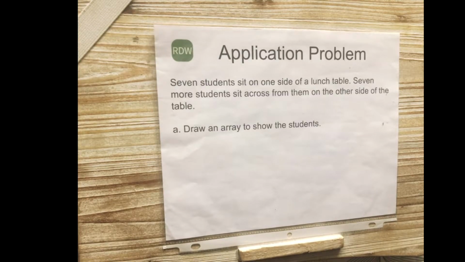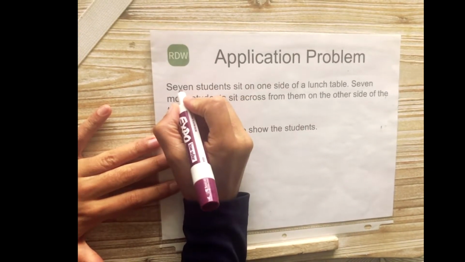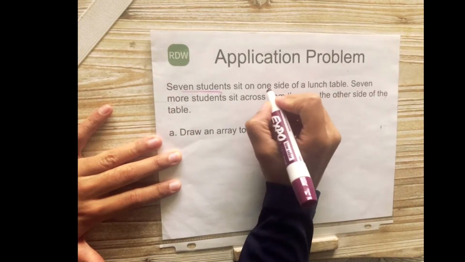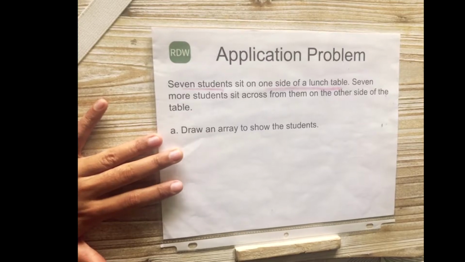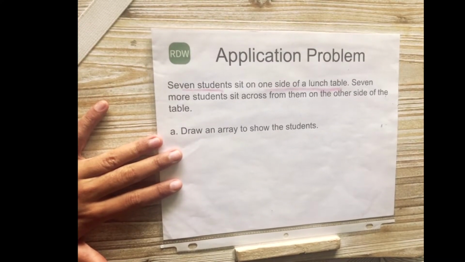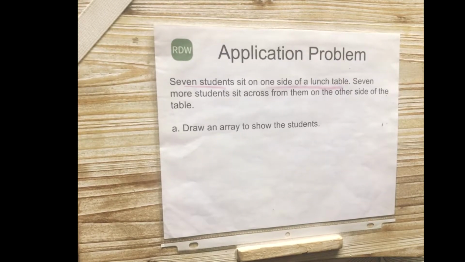So it says 7 students sit on one side of a lunch table. I'm going to stop, scholars, and I'm going to go ahead and underline that because that seems like very important information. So it says 7 students sit on one side of a lunch table. Then I'm going to continue reading to see what else is important in my problem. Then it says 7 more students sit across from them on the other side of the table.